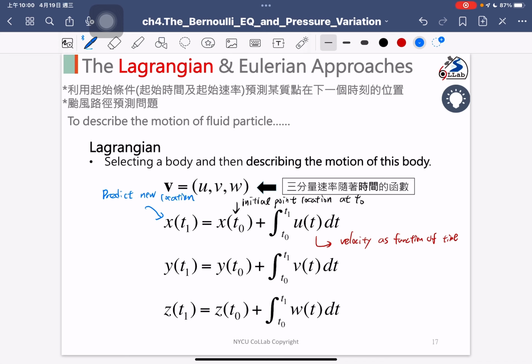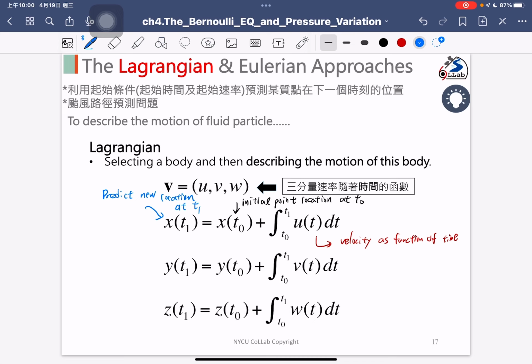Okay? So that means if we have the velocity and the initial point, I can predict the new location for different time points. So at the time t1, no matter what time we have, based on this idea I can predict the new positions. So this is for the Lagrange.